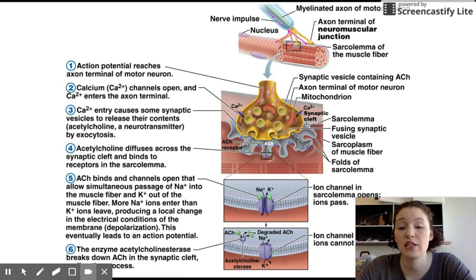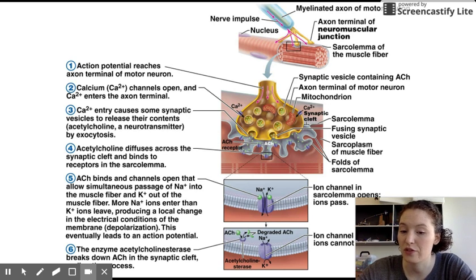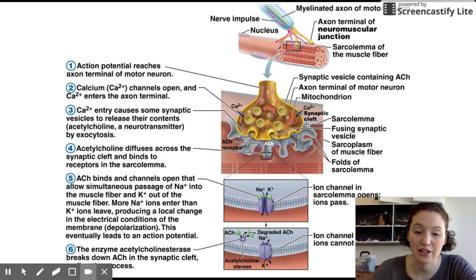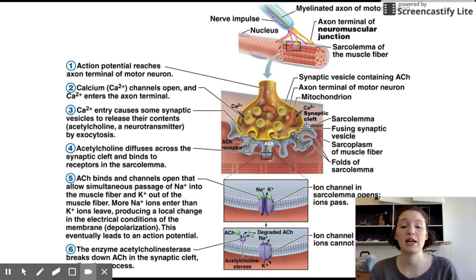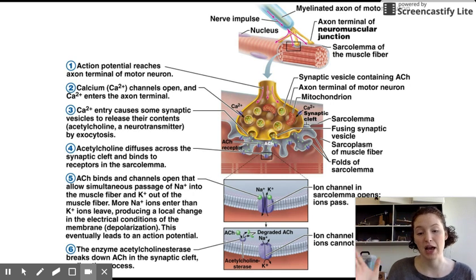If enough acetylcholine is released, so if we have enough acetylcholine in the synaptic cleft that they bind to enough channels, the channels become permeable to sodium ions, and they rush in. So here we have sodium rushing into the muscle cell, and potassium ions diffuse out of the cell. So we have sodium coming in, potassium running out, and this is due to the channel opening because acetylcholine has attached. So again, acetylcholine binds, channels open, allowing the simultaneous passage of sodium in and potassium out.